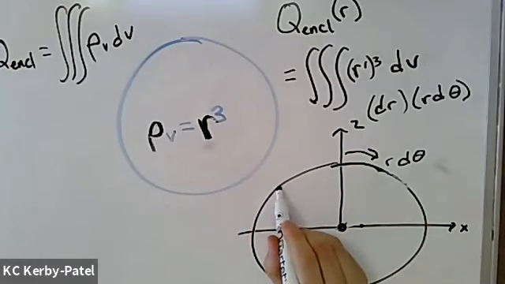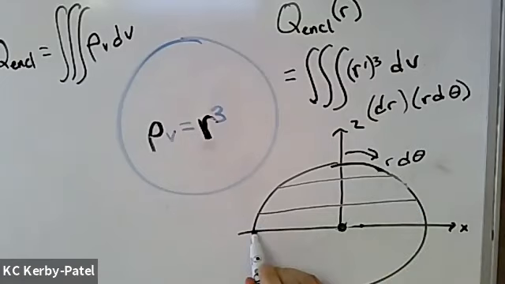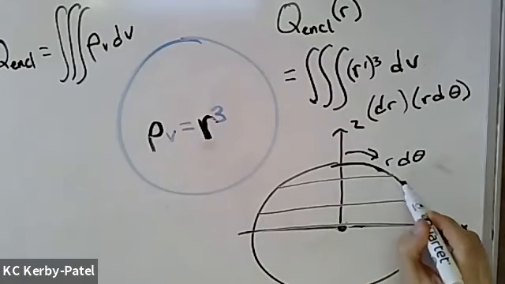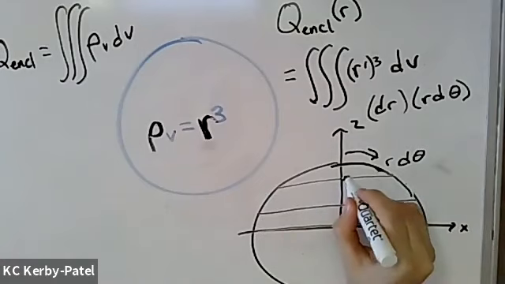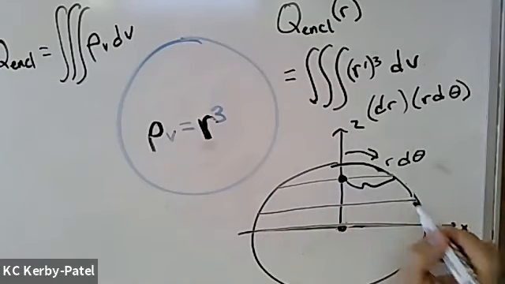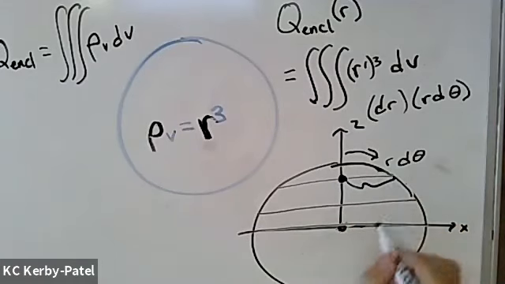Obviously, this distance is less than this distance, which is less than this distance, right? So if I were to take a slice of this radius, the slice of my sphere, the radius of this slice of my sphere is less than the total radius of the sphere.